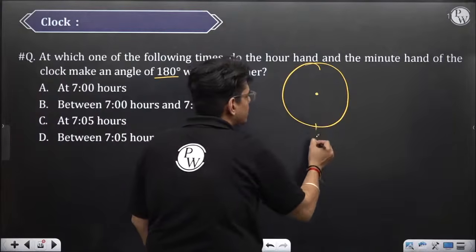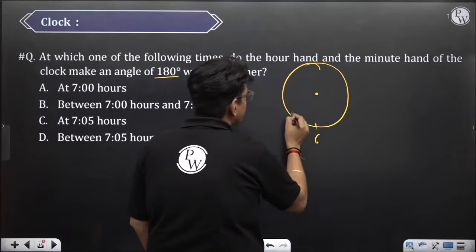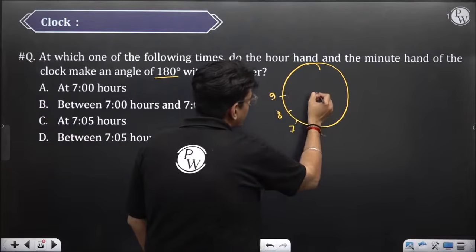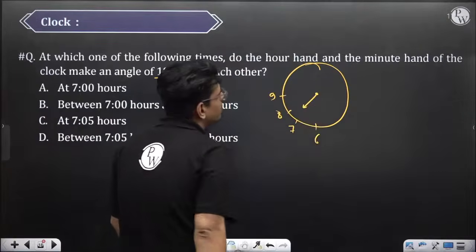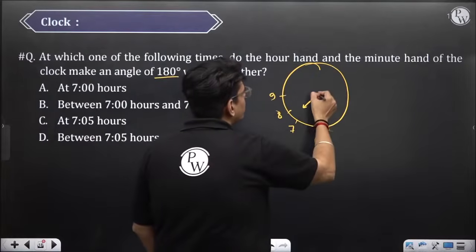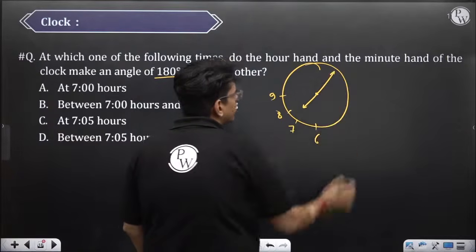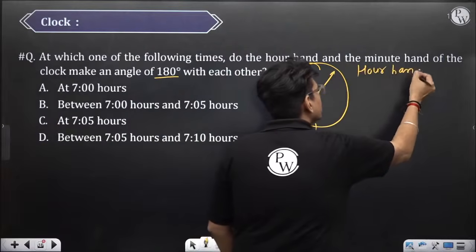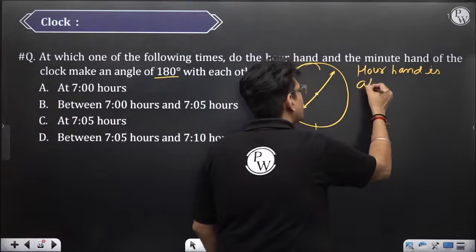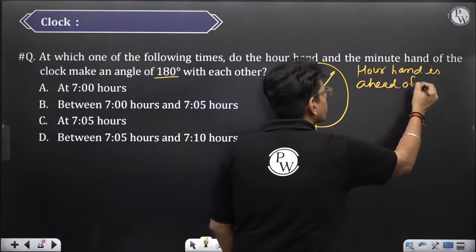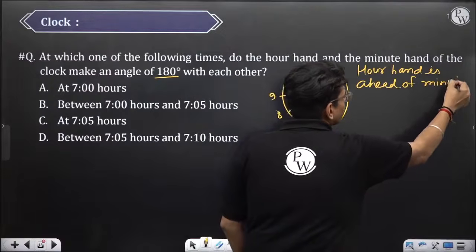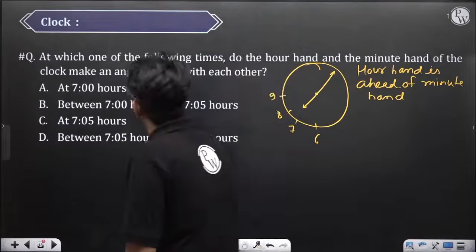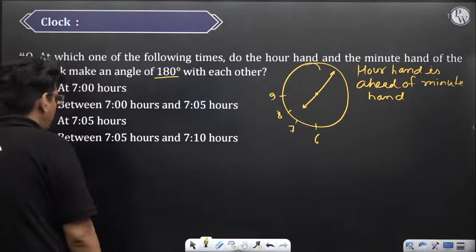All right, so let's look at the time zone. This is 6. This is your 7. This is your 8. This is your 9. Okay. So the hour hand will be somewhere here. And for it to be opposite, the minute hand will be somewhere here. So from here, the hour hand is ahead of the minute hand. That is clear. Now let's apply our formula.